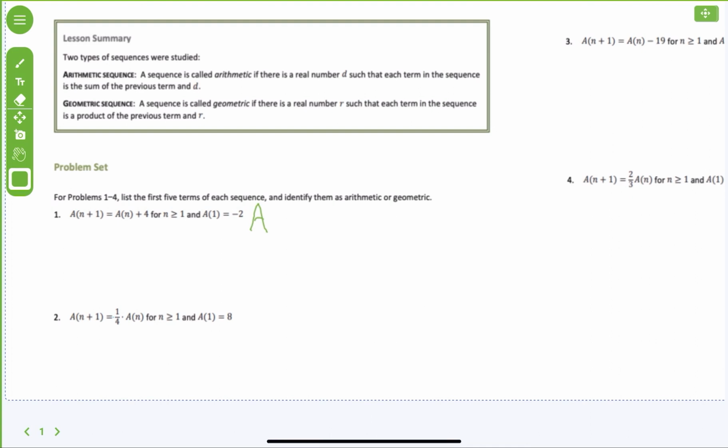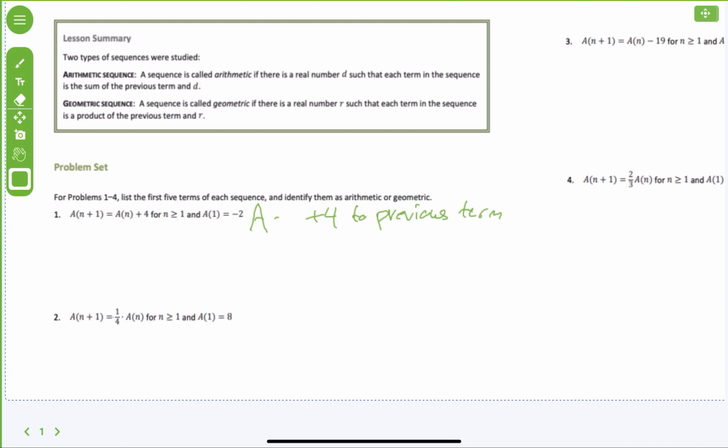So it's adding 4 to the previous term, right? So that's what I would write: plus 4 to previous term. I know what I'm doing. I'm going to add 4. A of n is my previous term, and I'm going to add 4 to it.